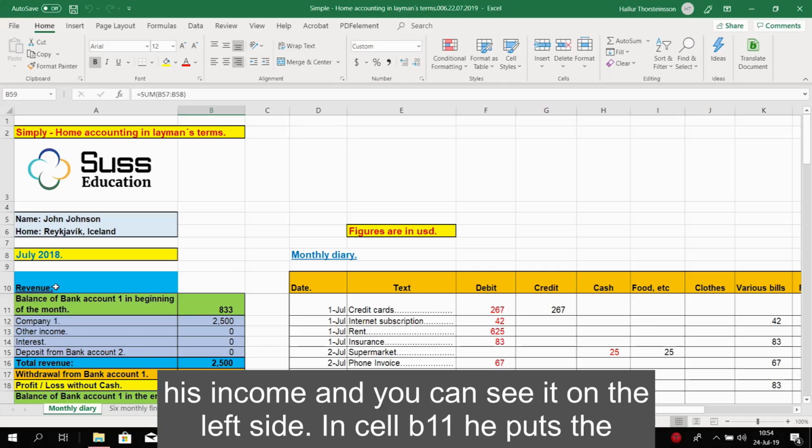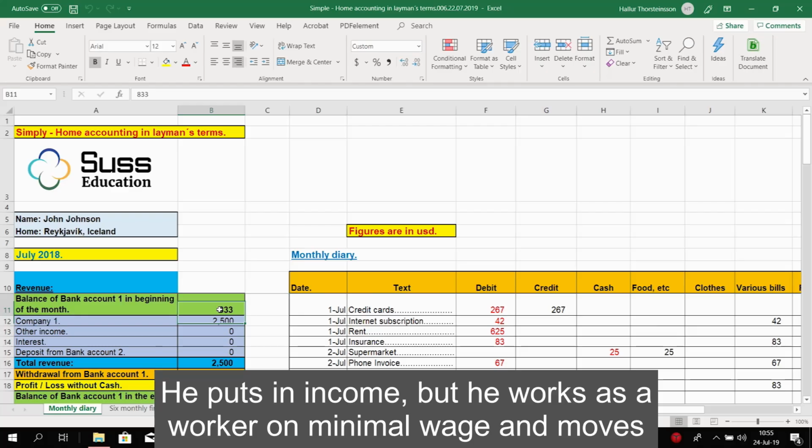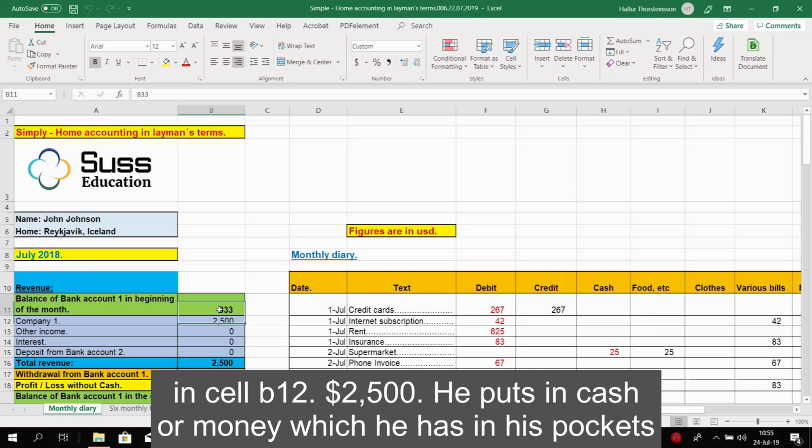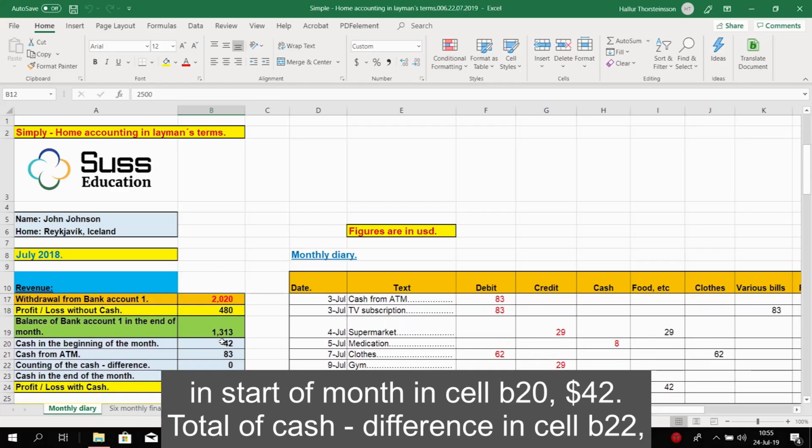In cell B11, he puts the status of his bank account at the start of each month, which is $833. He puts in income, but he works as a worker on minimal wage, and moves in, in cell B12, $2,500. He puts in cash, or money which he has in his pockets at the start of the month, in cell B20, $42.